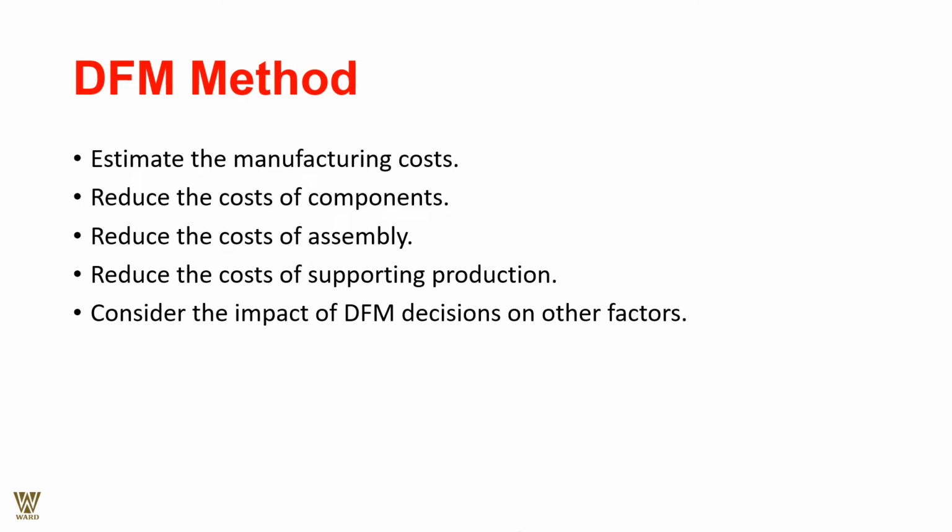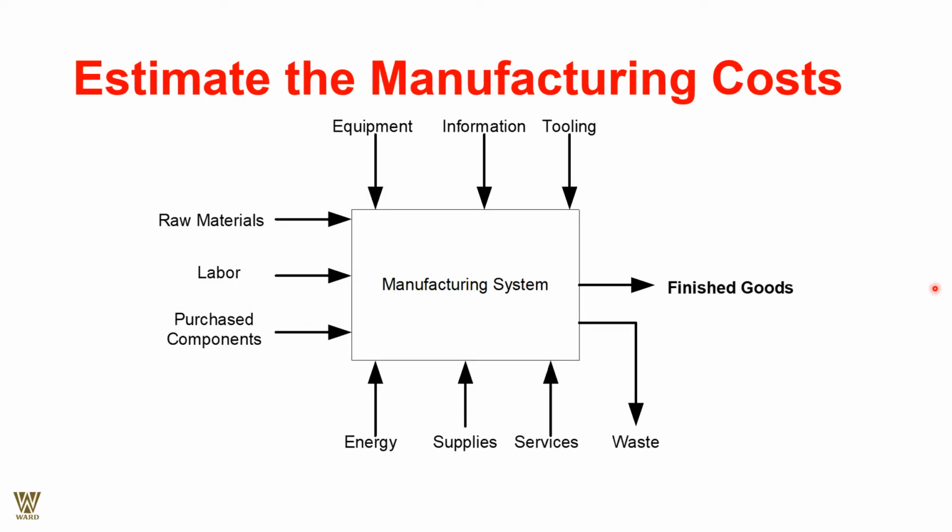So design for manufacturing methods are about estimating the manufacturing cost. There are basically five elements to it, five steps to it. First is estimating or budgeting for it, and then looking at reducing the cost in terms of component, in terms of assembly line, in terms of supporting production. And thereafter, we are going to consider the impact of DFM decisions on other factors, such as buy-in or outsourcing the material altogether. So let us understand in a pictorial representation what estimates we are looking into.